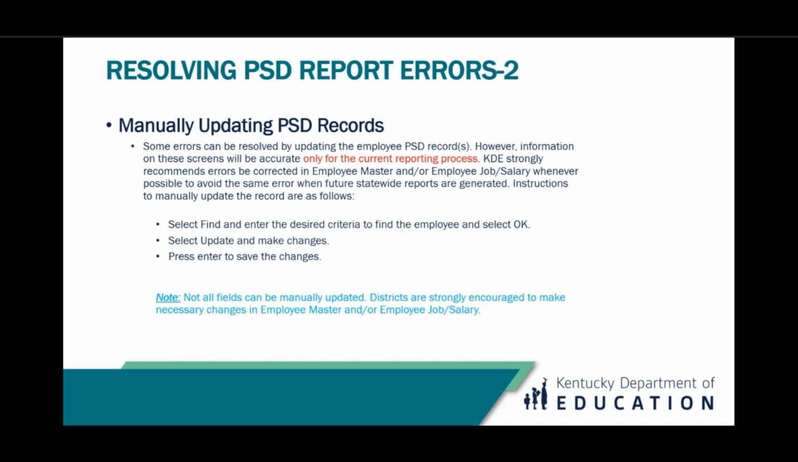You simply select Find and enter the desired criteria to find the employee and select OK. Select Update and make the changes, or press Enter to save the changes. And the note here is that not all fields can be manually updated. Districts are strongly encouraged to make those necessary changes that you can't make. PSD records have some things that are grayed out that you cannot change in the PSD record. You have to go over and change it in Employee Master, Employee Job Salary, which is why that recalc process can be really important and keep you from having to regenerate the entire report.